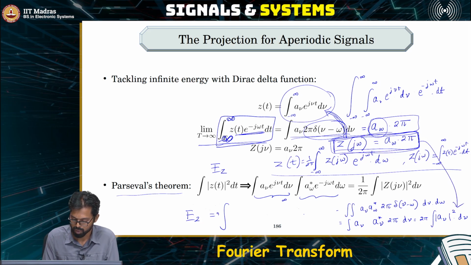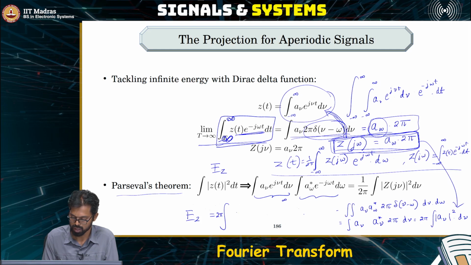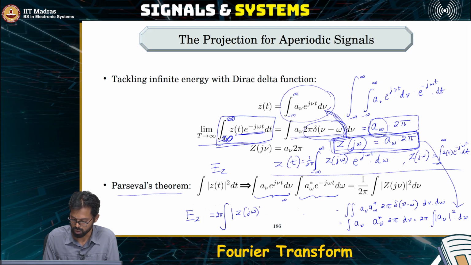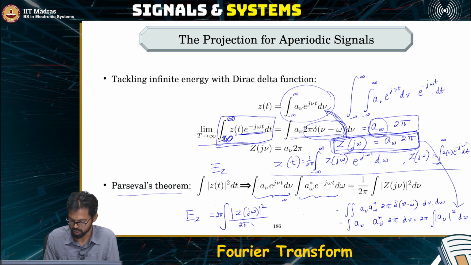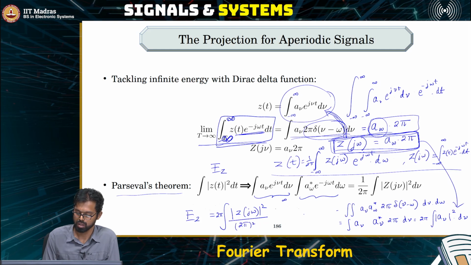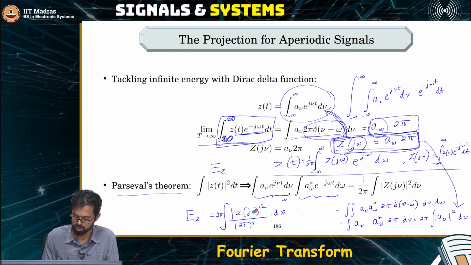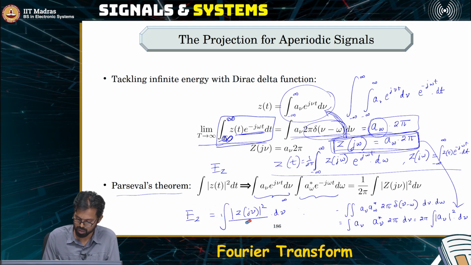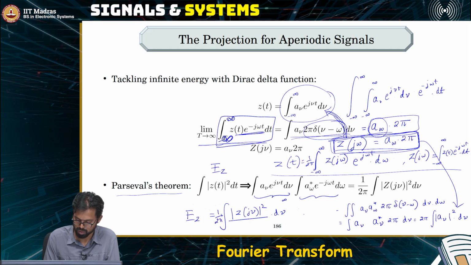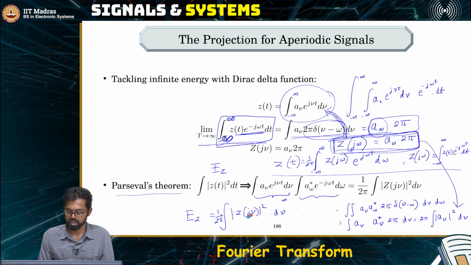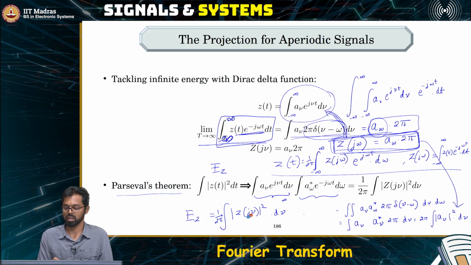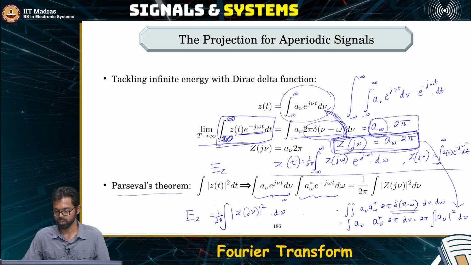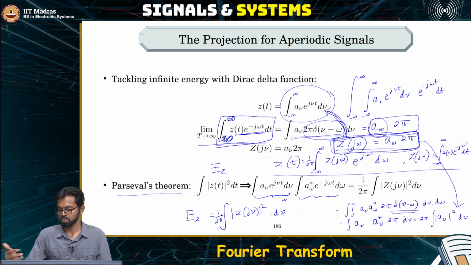Then we get 2 pi times z of j nu mod squared divided by 2 pi the whole square times d nu. So this 2 pi gets cancelled and we get 1 by 2 pi. So the Parseval relationship still exists, and we got rid of the problem of infinity by using this Dirac delta, and then we integrated the Dirac delta out so that the area was always now finite.